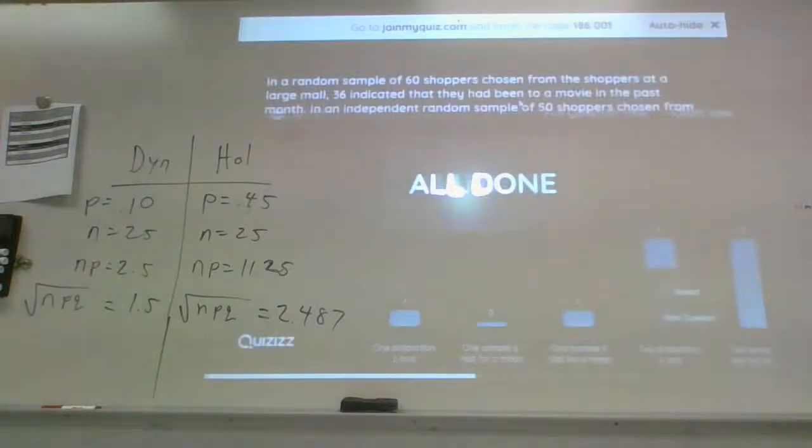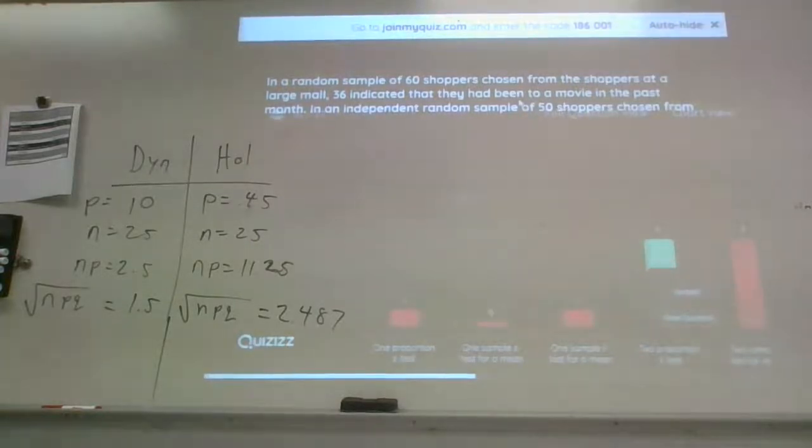All done. Hold on, it'll be green. Come on, be green. Yay! It was. I just wanted the computer to confirm it for me. I wanted it to turn green. Anyway, we'll pick up with more of this on Thursday.